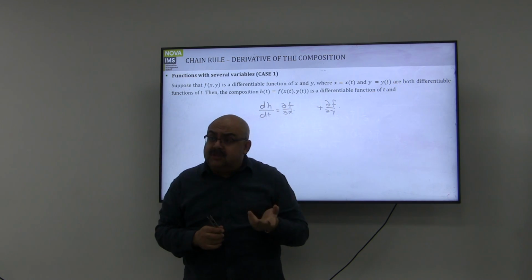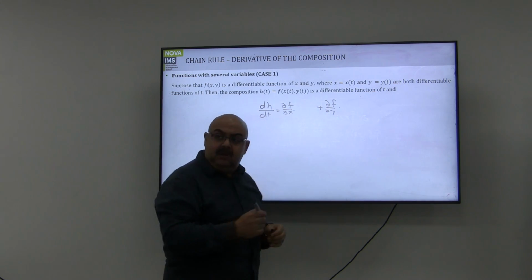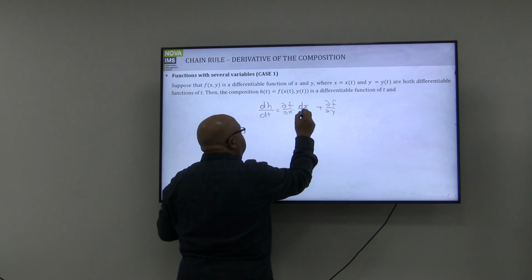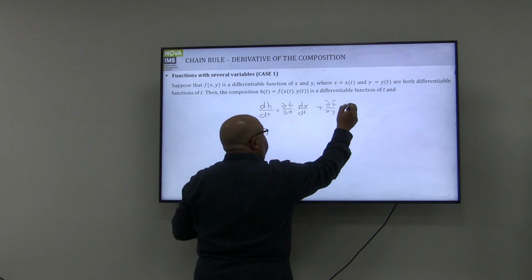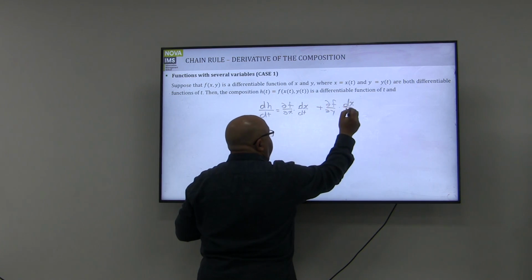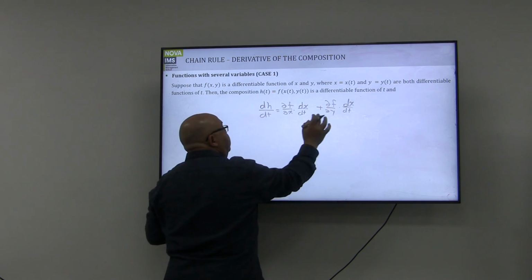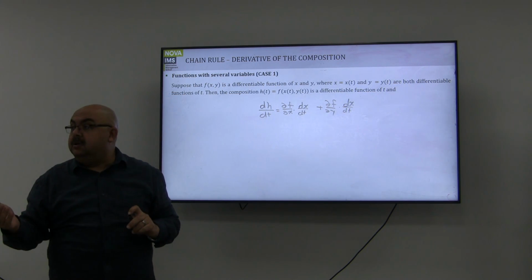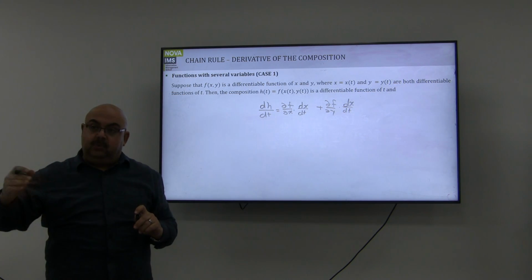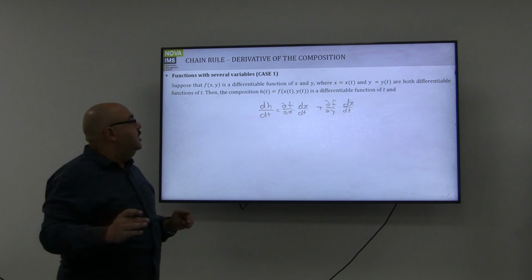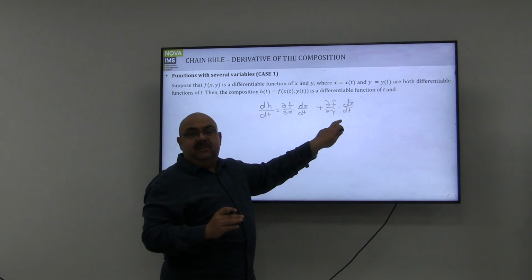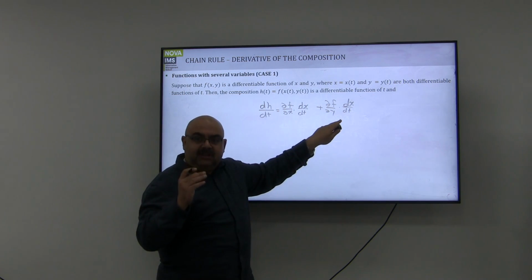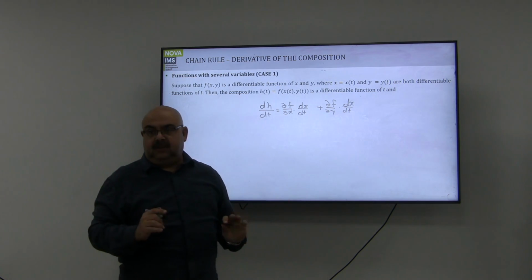Both of them are functions in t. So what I do, Mr. Ahmed, is to multiply by dx by dt. This guy also will be dx by dt. If you remark, the first two derivatives are partial derivatives. And you know the reason, because their main function is a function of more than one variable. But the second derivative is a total derivative, because x is only a function in t and y is a function in t. Okay?